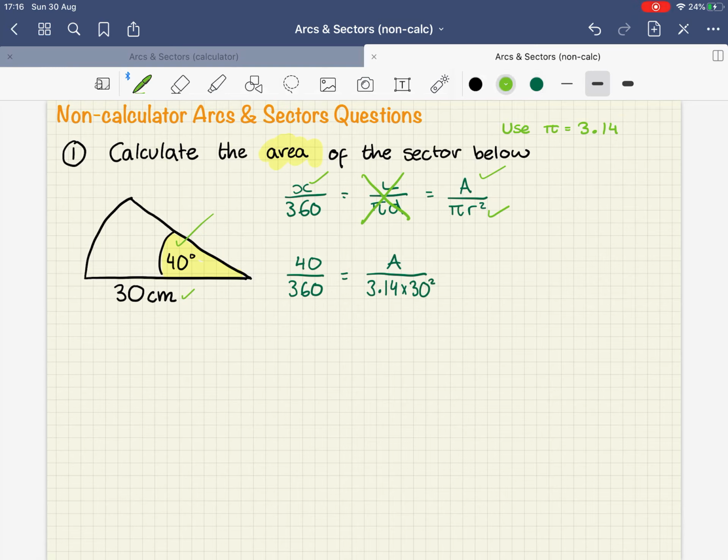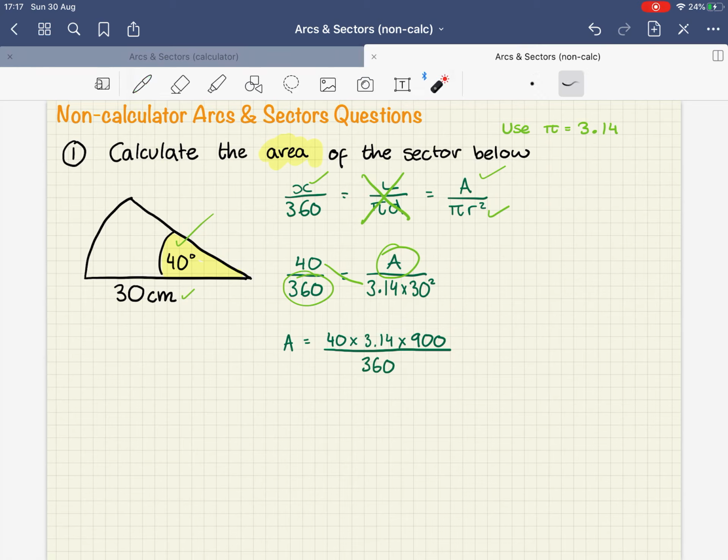So I'm going to rearrange it the same way as before, so A is the thing I want, and multiply across the diagonal. Instead of writing 30 squared, I'm actually going to write that out as 900 now, and that all goes over that last bit on the bottom.